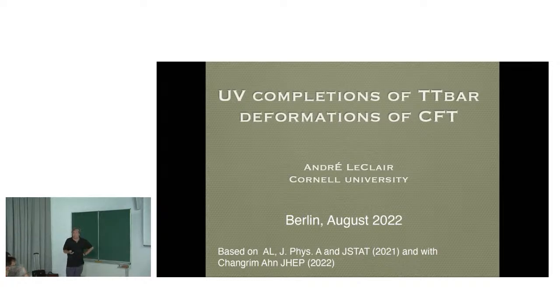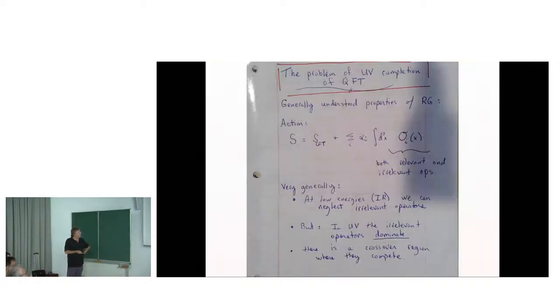So what is the problem? The problem is very general. Let me remind you of some basic features of the renormalization group. I'm going to formulate it in terms of an action. I'm going to assume I'm given some conformal field theory, and then I start perturbing it with both relevant and irrelevant operators.